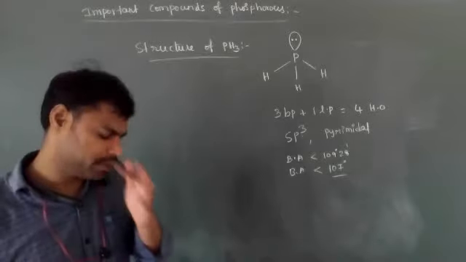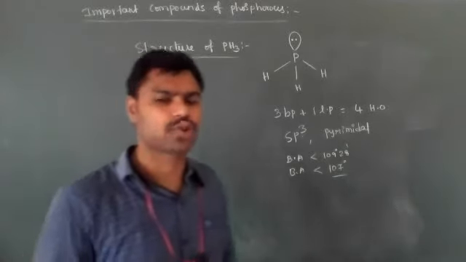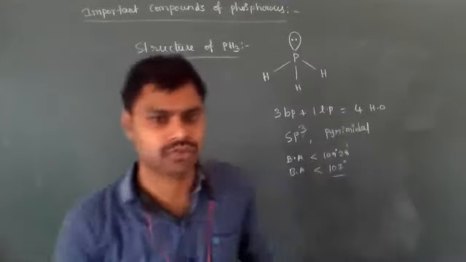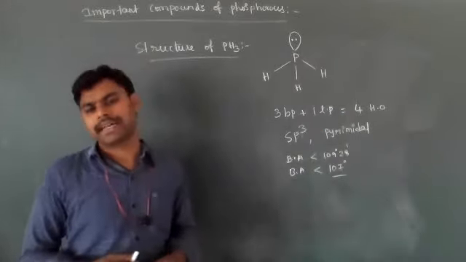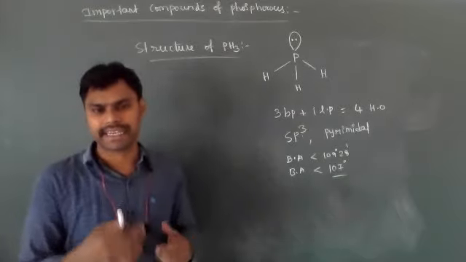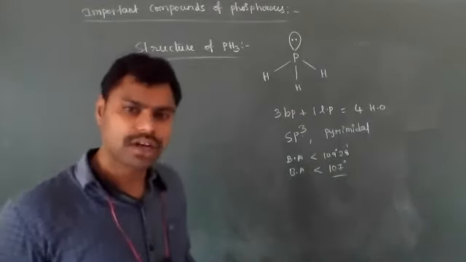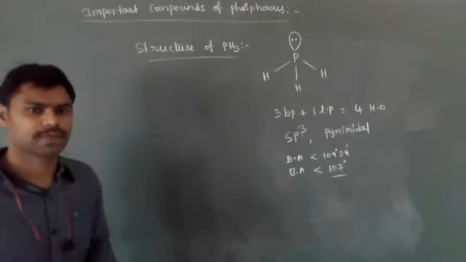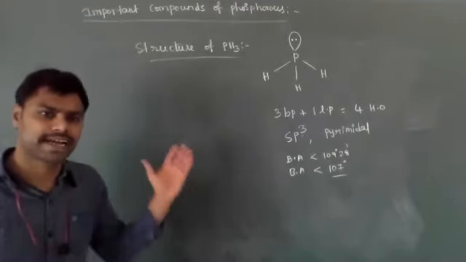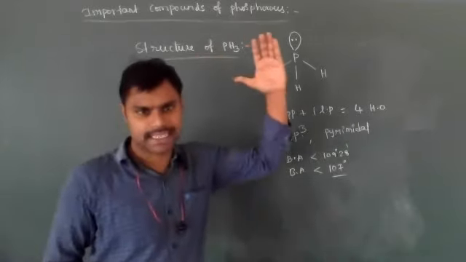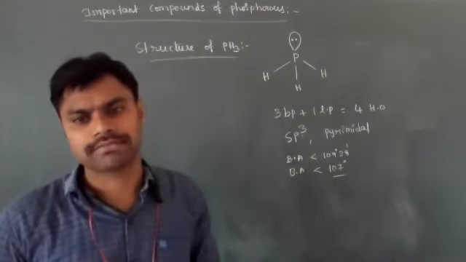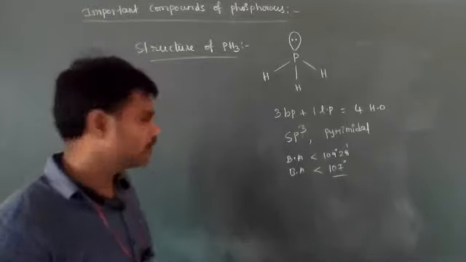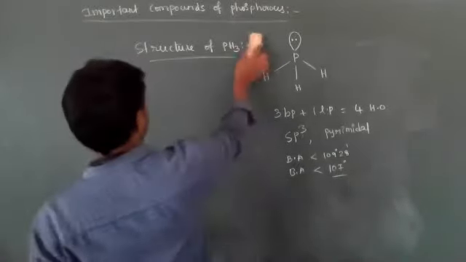Because both are in the same group, the bonded atoms are the same, and both have one lone pair. Then as the central atom electronegativity decreases, the bond angle also decreases. In NH3, PH3, AsH3, that is nitrogen, phosphorus, arsenic, antimony and bismuth hydrides, the bond angle decreases in a group from top to bottom because central atom electronegativity is decreasing. Okay, students. So this is about phosphine.